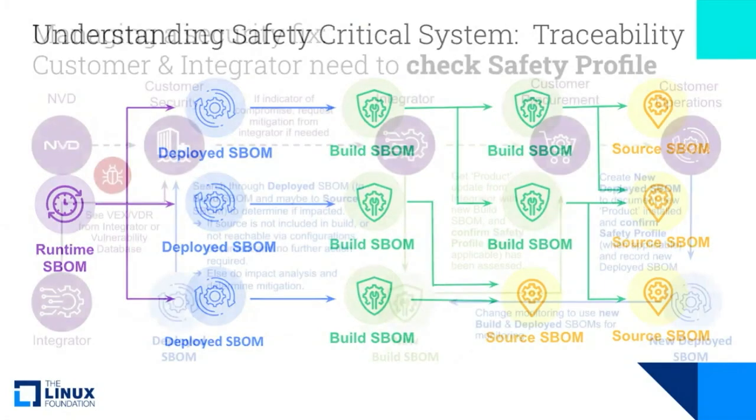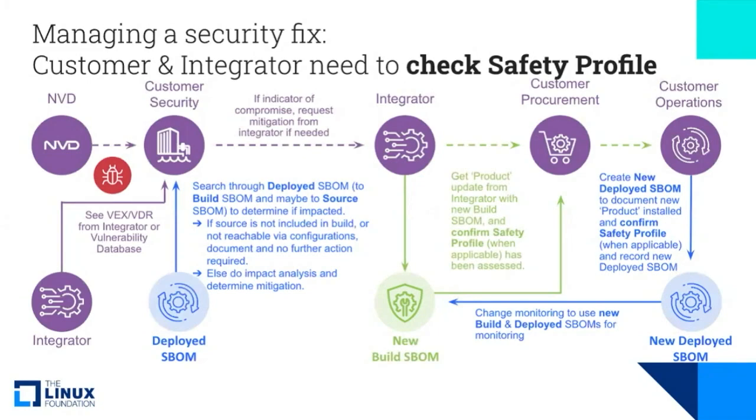So what's going to happen in the field, ideally, is customers and integrators are going to need to check the safety profile. So the customer security team recognizes they've got some vulnerability they're going to need to deal with. Ideally, they'll now be able to check the deployed SBOM. What have they put on their system? And they may need to link back to their build or source SBOMs, depending on what's happening. And by linking back to the source SBOMs and knowing exactly what the source says, we're going to eliminate a lot of false positives that are out there.